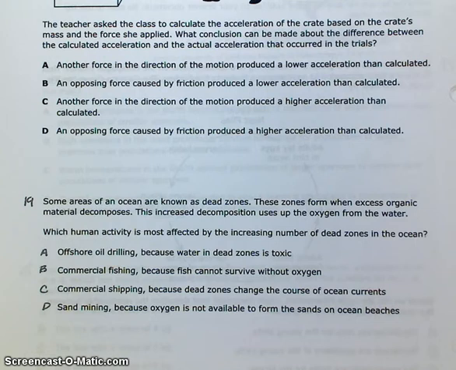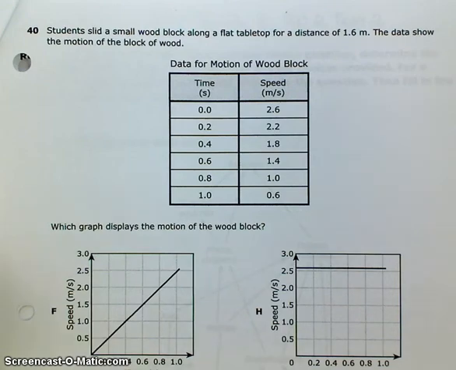A. Offshore oil drilling because water in dead zones is toxic. B. Commercial fishing because fish cannot survive without oxygen. C. Commercial shipping because dead zones change the course of ocean currents. D. Sand mining because oxygen is not available to form the sands on ocean beaches.